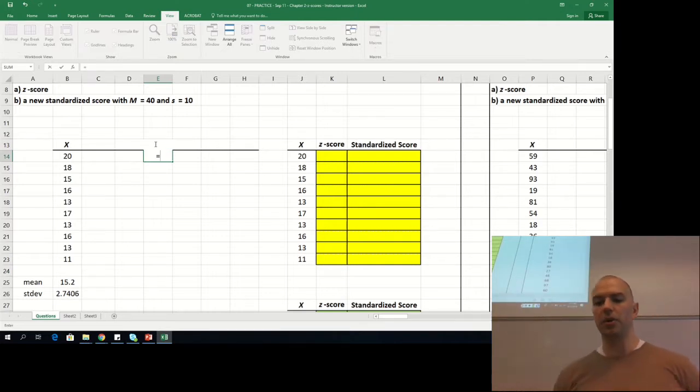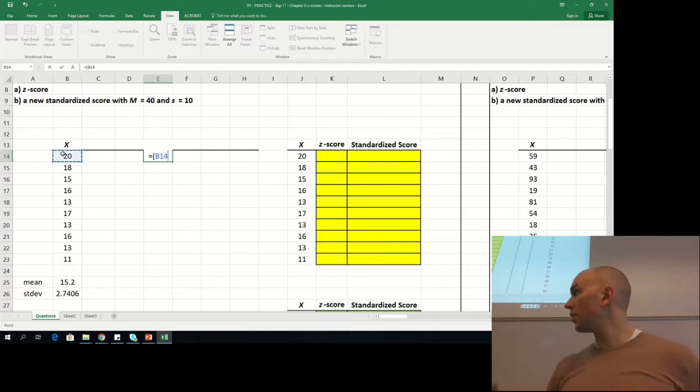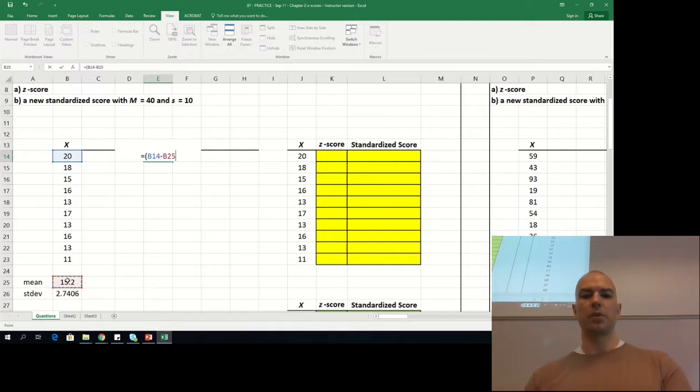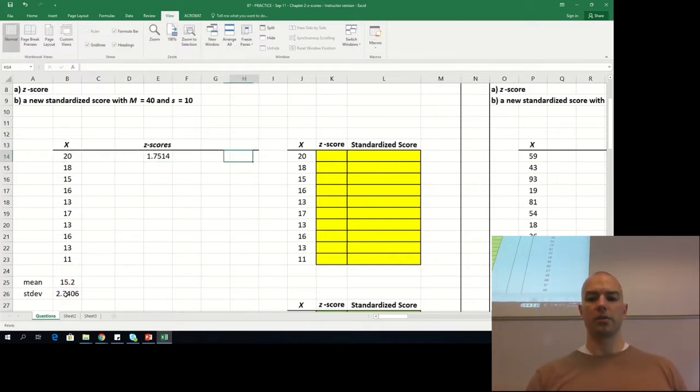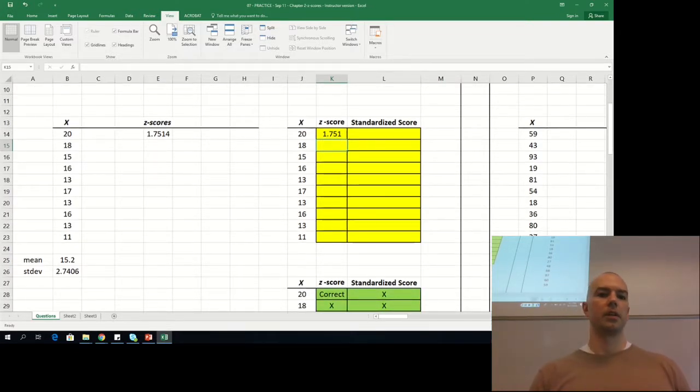So we can put in equals, open parentheses, so we make sure that the order of operations is being done correctly. Highlight our raw score, subtract from that the mean, close parentheses, that's our deviation, and then all of that gets divided by our standard deviation, and we get that z-score for a score of 20. We pop that into our answer cell, and yay, we got that one correct.